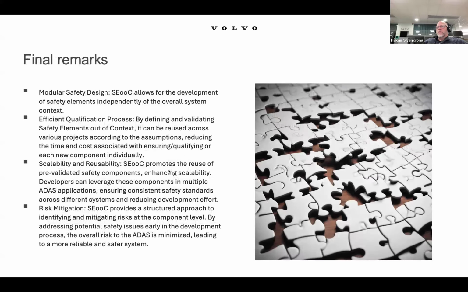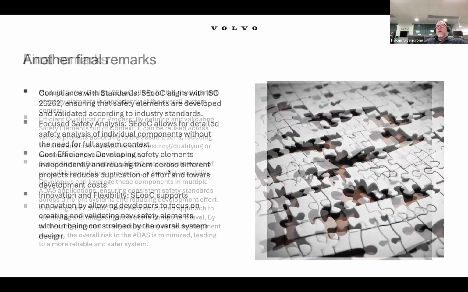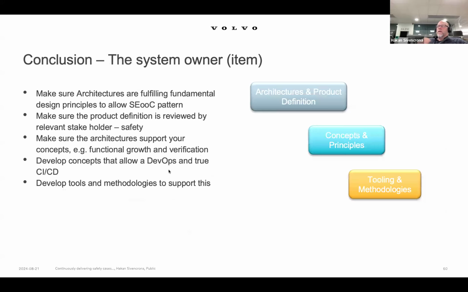And then I have, of course, some final remarks, but you will see them as well in the presentation. I'm so sorry that I had to stress. I should have known. But I think that if you focus your time on building good architecture that is scalable and expandable, fulfilling fundamental design principles, it can actually allow good SEooC patterns and a good DevOps.